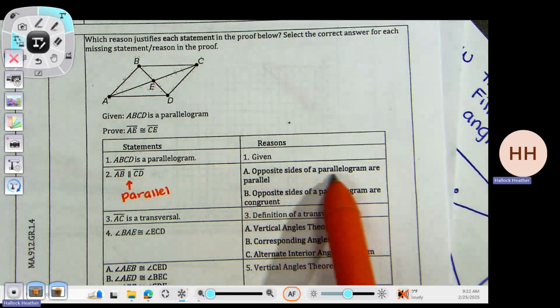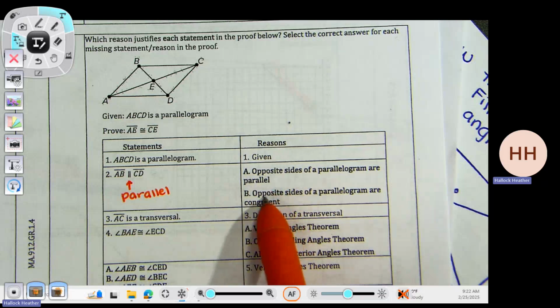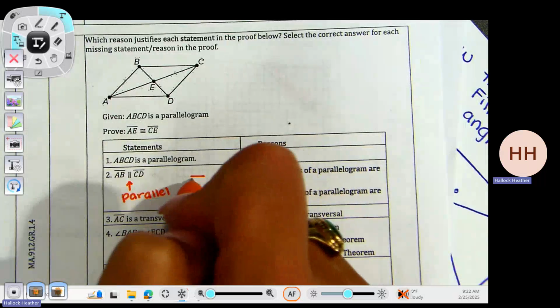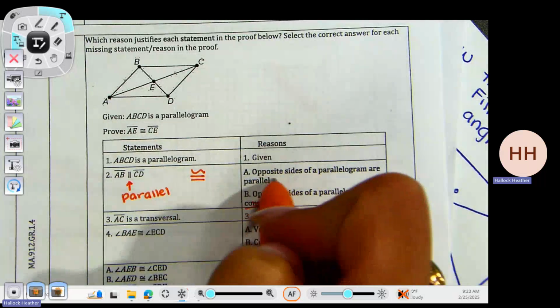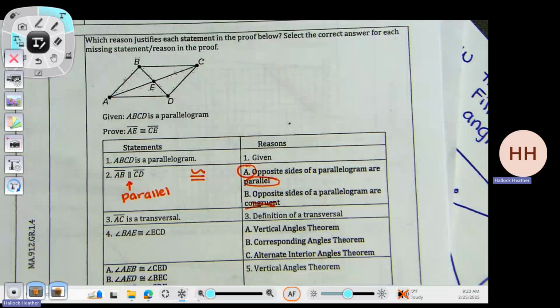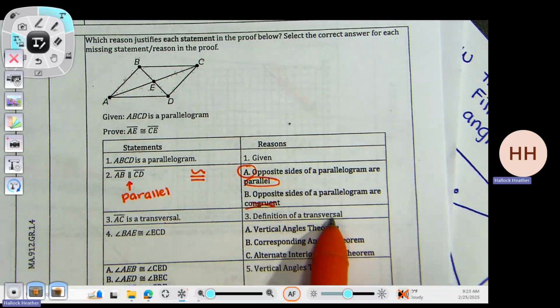So opposite sides of a parallelogram are parallel or opposite sides of a parallelogram are congruent. We are not talking about a congruency symbol. A congruency symbol is an equal sign with a squiggle. So we're talking about parallel. So opposite sides are parallel. AC is a transversal. Definition of transversal. I don't have to choose anything for that.